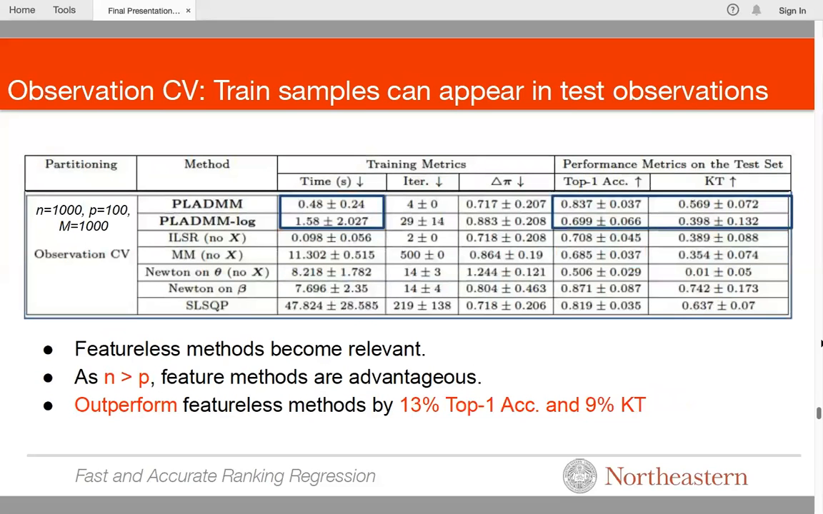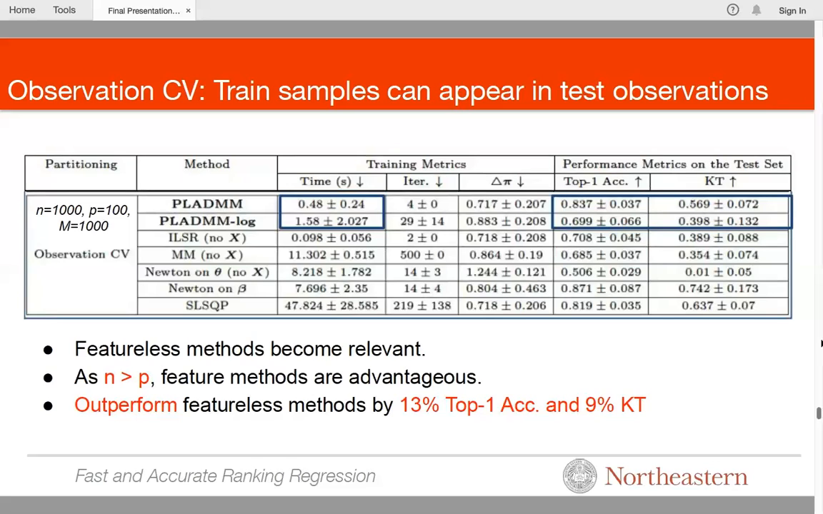The other setting when we partition the dataset is observation CV, where we partition the ranking observations, which leads to some training samples appearing in the test. So in this setting, featureless methods do become relevant because they probably observe all the samples in the training also in the test set. But especially when we have more samples to learn compared to the number of features P, feature methods are still very advantageous. By doing ranking regression based on P features compared to the domain of N samples, we outperform the featureless methods, including ILSR, by 13% top-one accuracy and 9% KT.